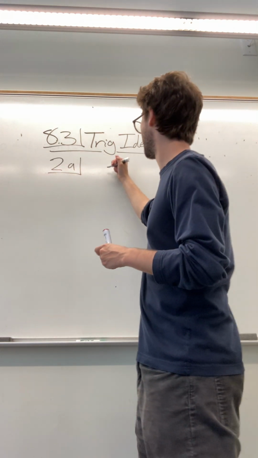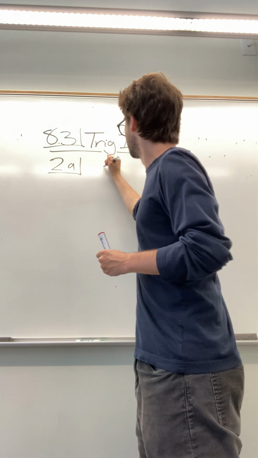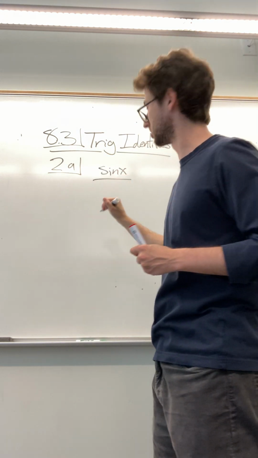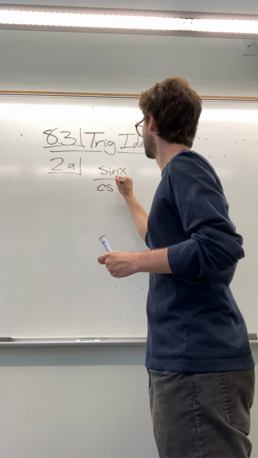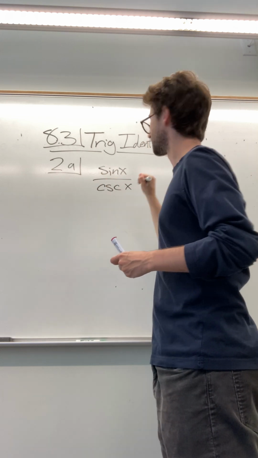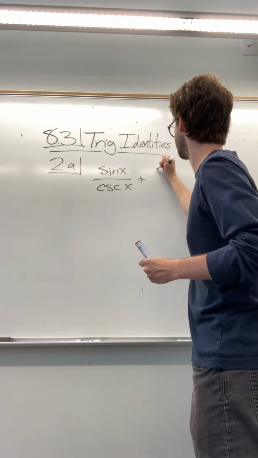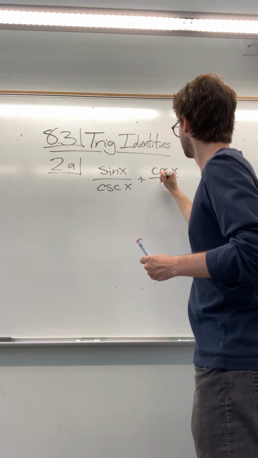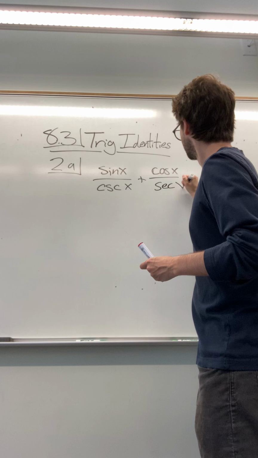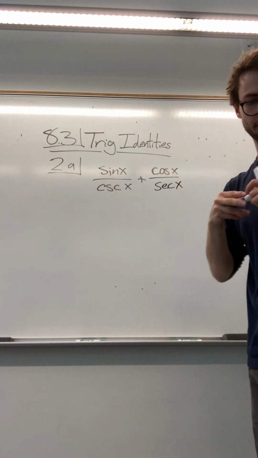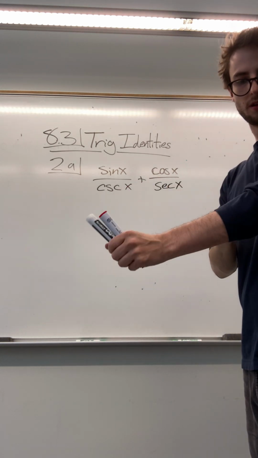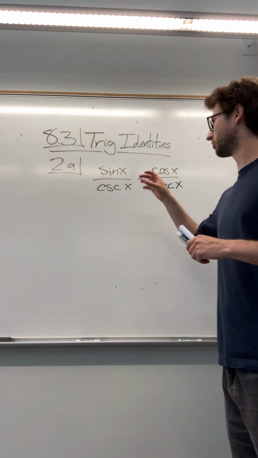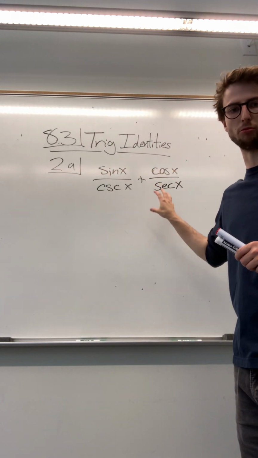And so we have, let's see, sine of x over cosecant x plus cosine x over secant x. And so we just want to rewrite this into something a little more familiar.